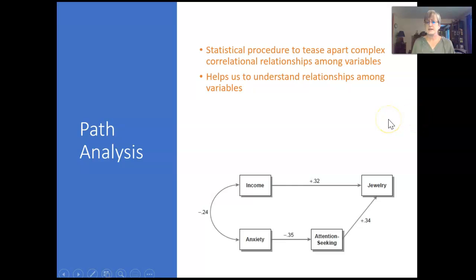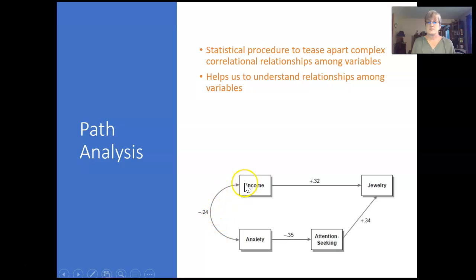So it helps you to look at the individual relationships among variables. Here's a graphic I pulled off of Google Images. You might have a relationship between how much your income is and how anxious you are at the present moment.